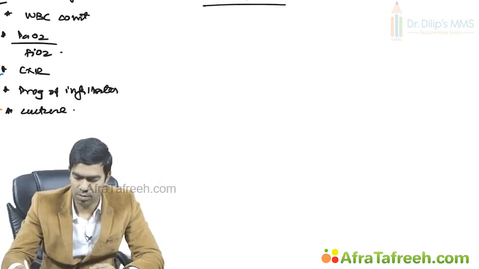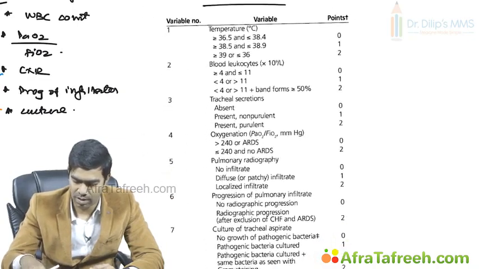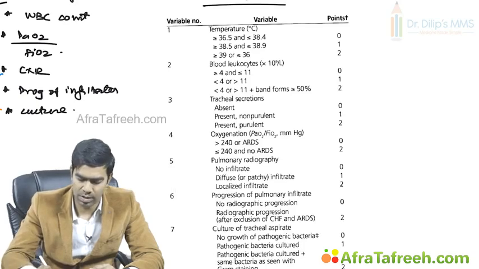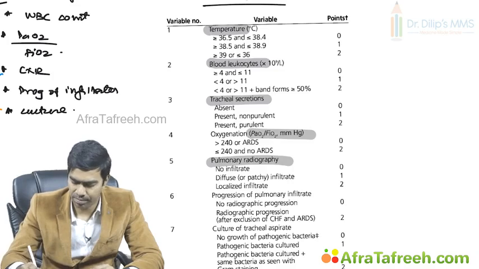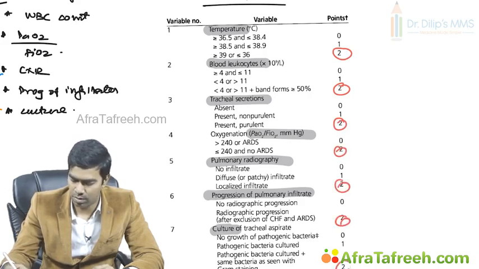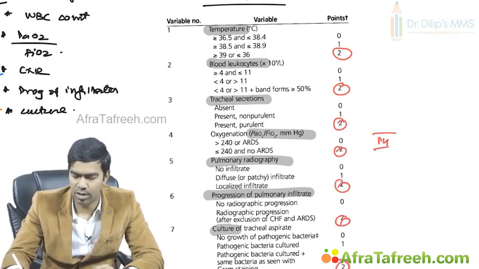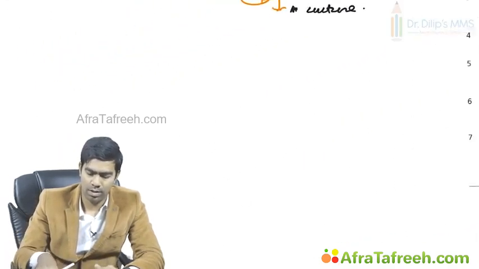What is the score? So this is the score I mentioned here, where you can see each and everything. Already I mentioned: temperature, WBC count, nature of tracheal secretions, PaO2 to FiO2 ratio, which is oxygenation, chest X-ray, progression of the chest X-ray infiltrates, and culture. Finally, everything is going to have a score of 2. So 7 into 2, totally we will get 14. Anything more than 6 is significant. So this is the CPIS, the clinical pulmonary infection score.